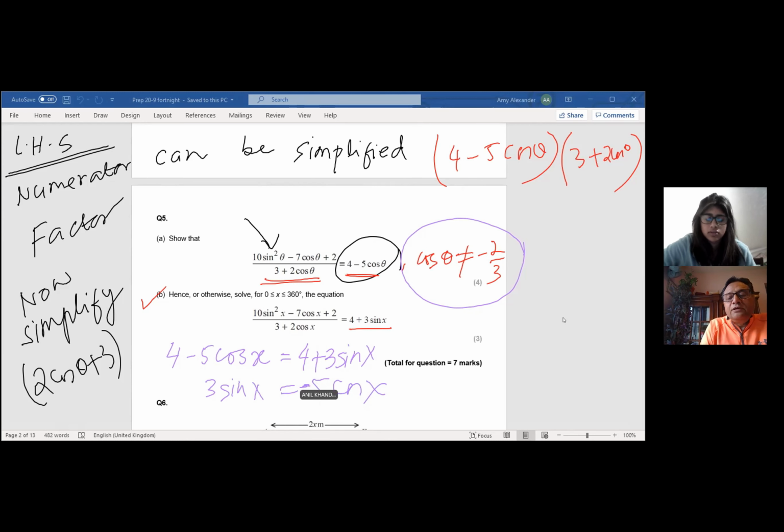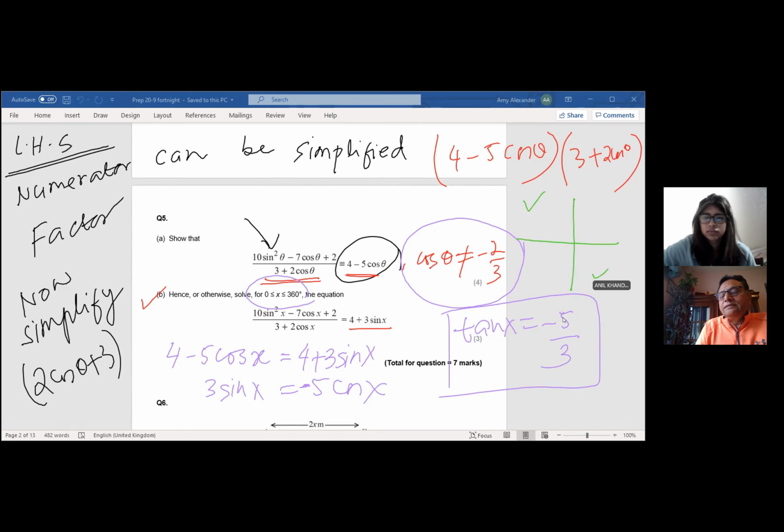So now you can divide by cos, right? So you get tan x equals minus 5 over 3. Is it clear? And within this particular domain, you have how many answers now? So negative tan, you get answers when it is in 2 different quadrants. Those are your quadrants, correct? So you can find the value.